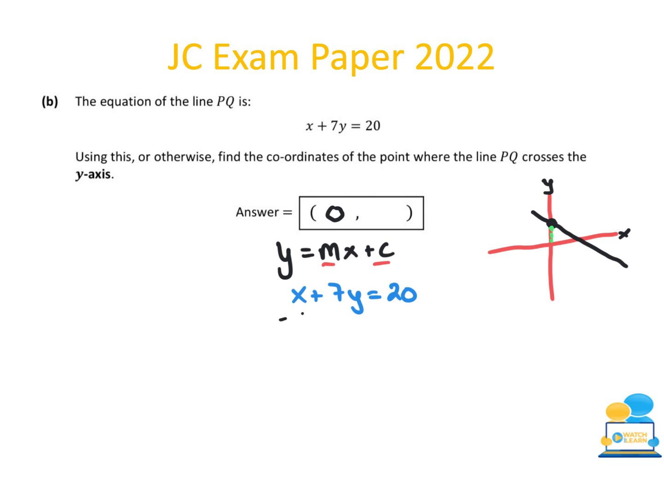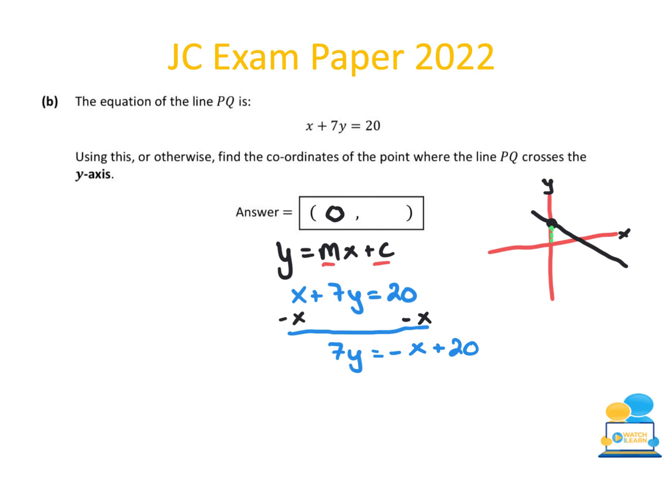I'm going to take away x from the left hand side to remove it, but I must do the same to the right hand side, so I'm going to minus x over there too. That will now give me the equation 7y equals minus x plus 20. So I'm putting the minus x before the plus 20 just to keep it in that format of y equals mx plus c.